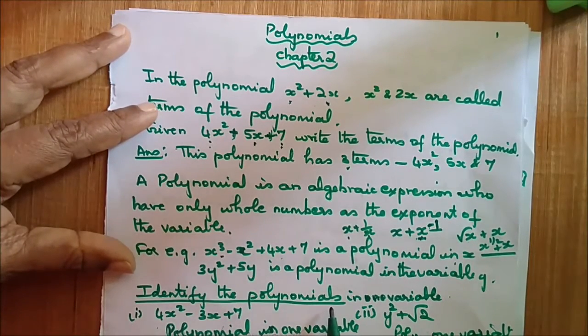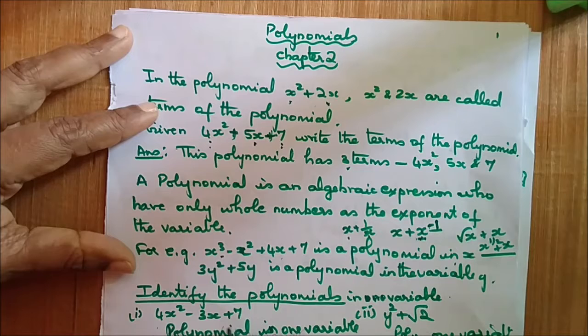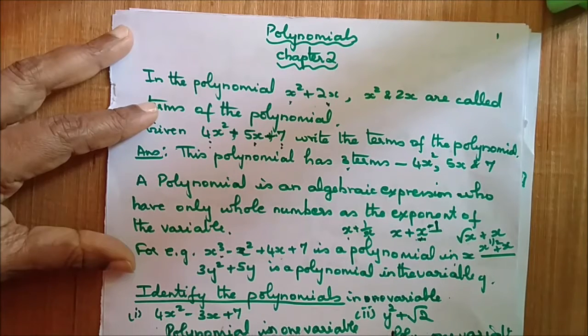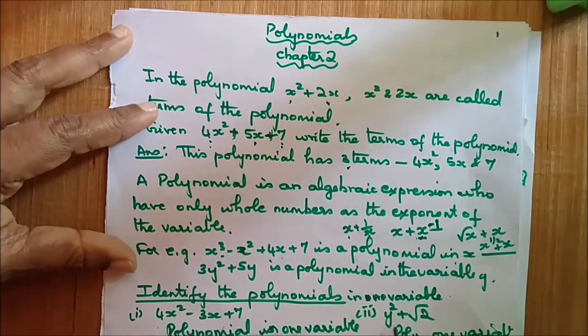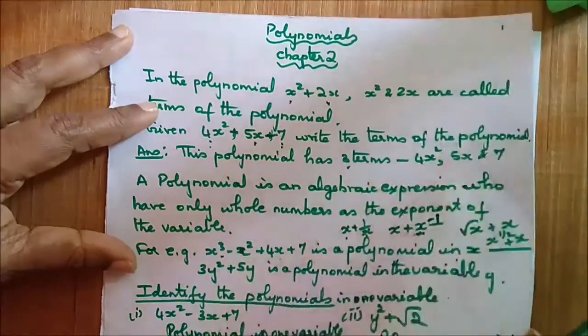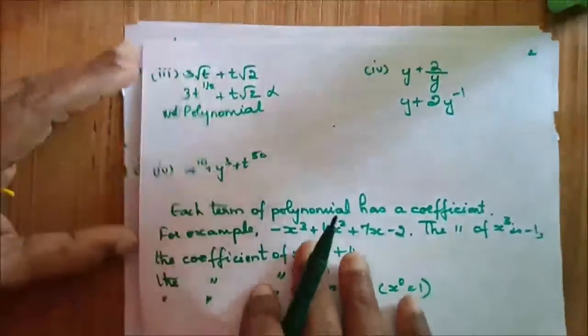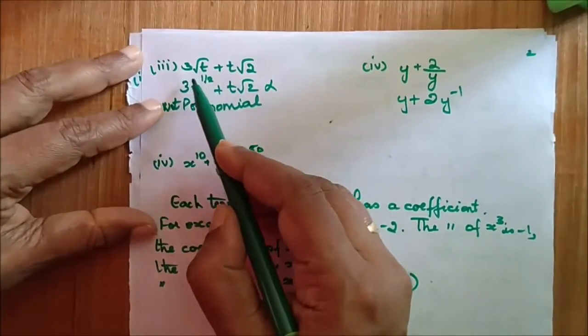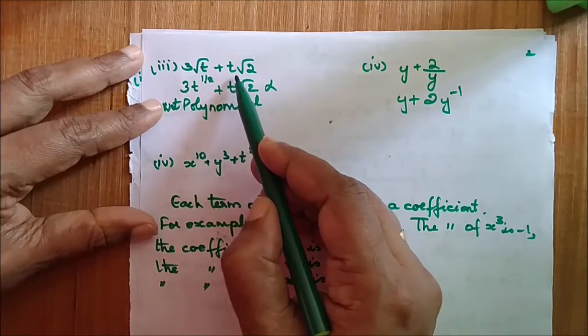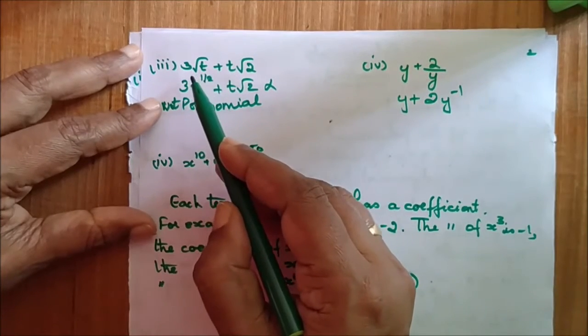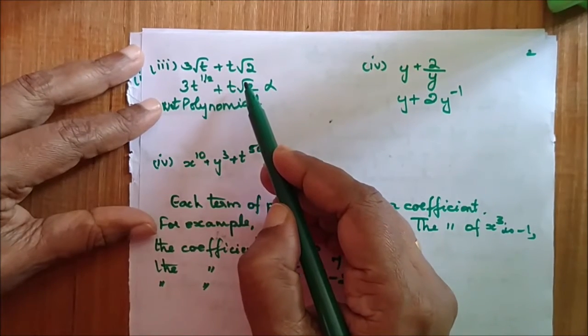Now identify the polynomials in one variable. Here 4x squared minus 3x plus 7. This is a polynomial in one variable. Now let us take the other one, y squared plus root 2. This is also a polynomial in one variable. Now we have 3 root t plus t root 2. This is a polynomial in the variable t.